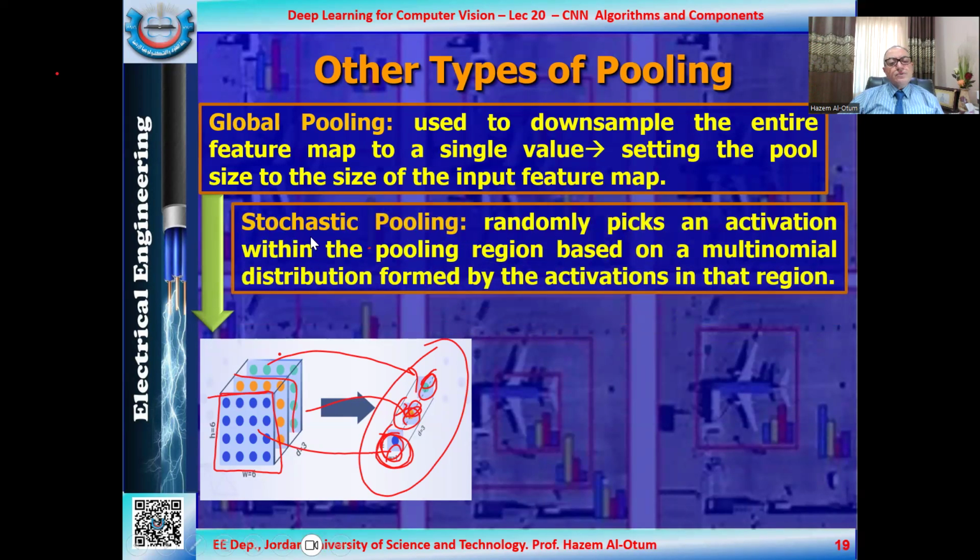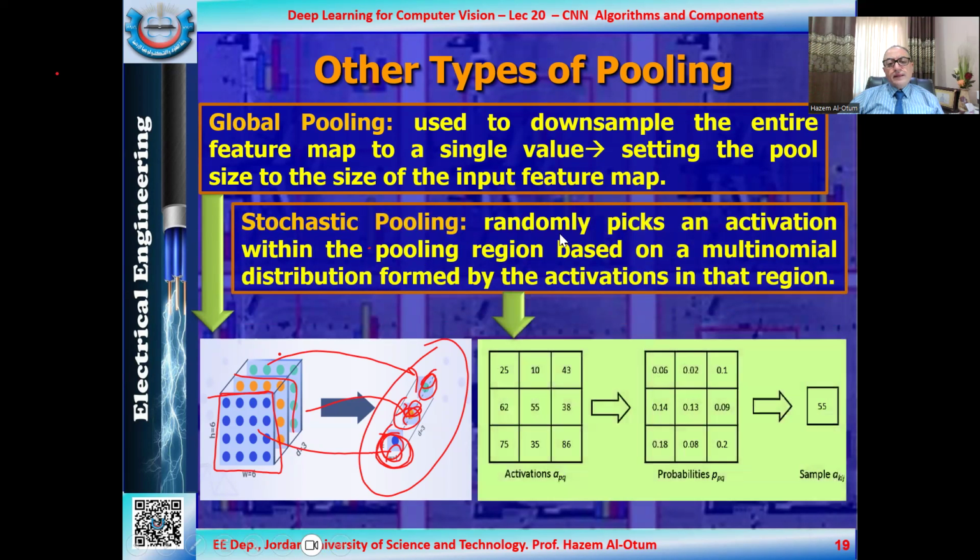Also, there is something we call stochastic pooling. Here we randomly pick an activation within the pooling region, based on a multinomial distribution formed by the activations in that region. What does that mean? Let's have a look at this image in the bottom right corner. This is the input of our activation before applying the pooling. Due to some probabilistic or stochastic operation we performed on this 3 by 3 feature map, we obtain these values.